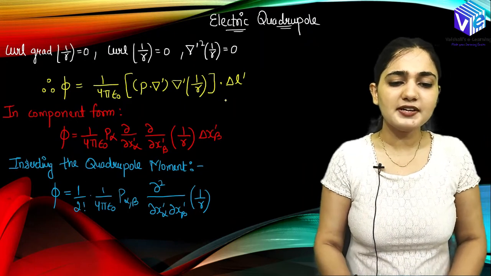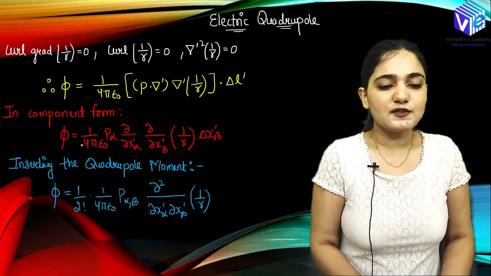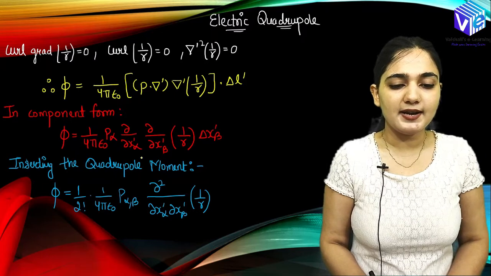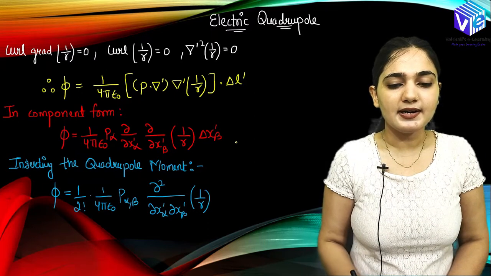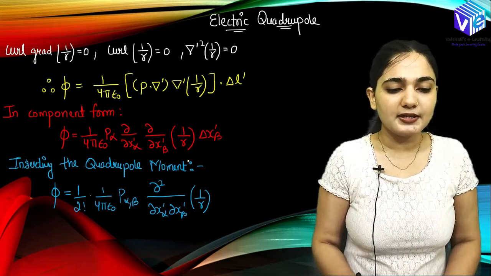So we can represent this in the differential form, in the component form as well. So psi can be represented as 1 upon 4 pi epsilon naught P alpha del by del x alpha del by del x beta 1 by R delta x beta, right? So this is how in the component form we can represent it.